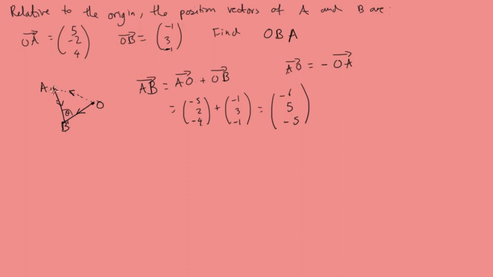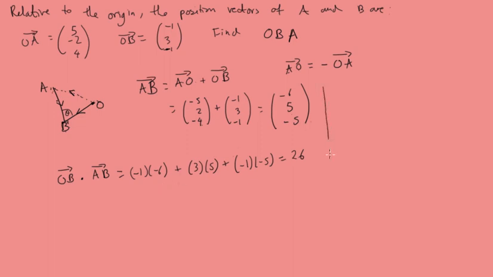So we now have vector AB and we have OB. So we want to find OB dot AB. And so we're going to use the components dot product. So we'll have minus 1 times minus 6 and 3 times 5 plus minus 1 times minus 5, and that's going to give us 26.